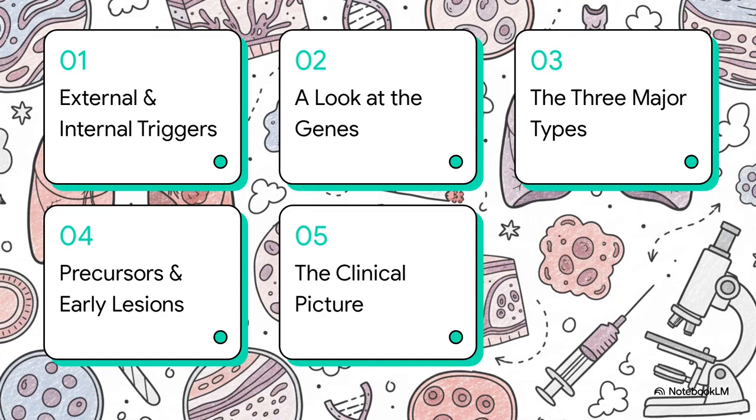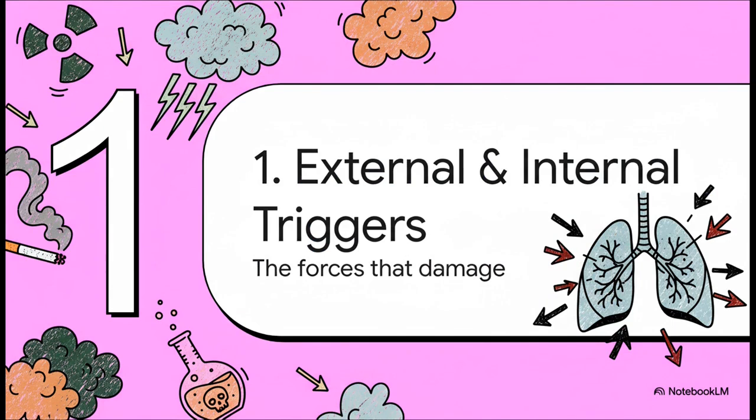Here's our game plan for today. We'll start with the triggers, the outside and inside forces. Then we'll take a deep dive into the genetics. After that, we'll identify the 3 big players, the major types of lung cancer. We'll see their early warning signs, and then we'll connect everything back to what you will actually see in a patient. Right, first up, the triggers.